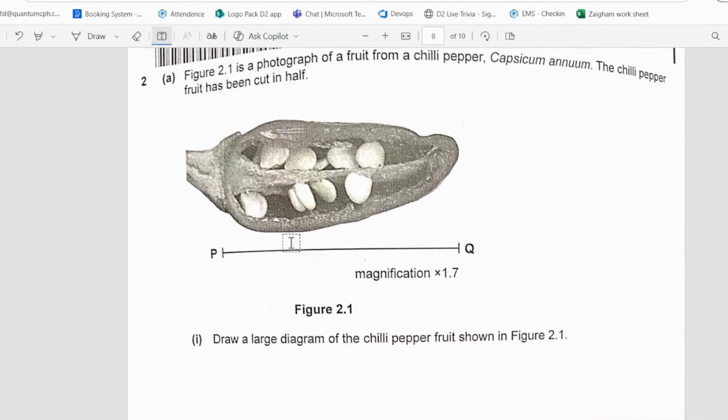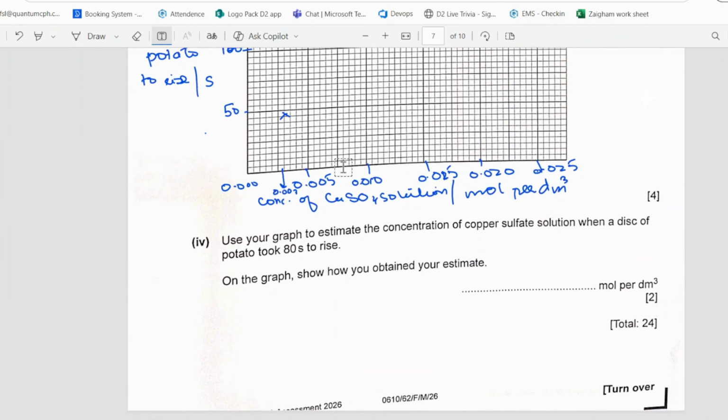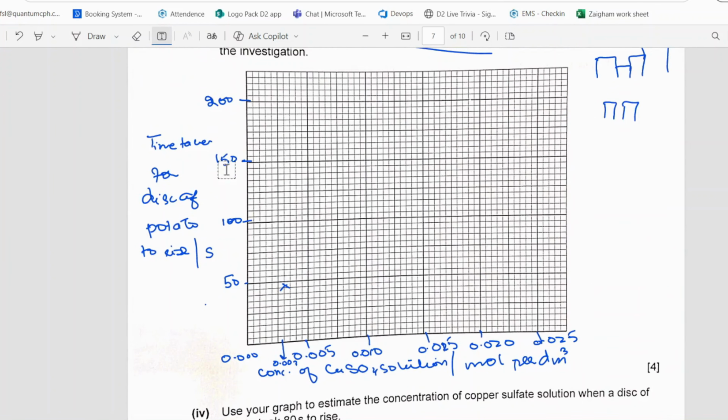Okay, now the next question: whatever your estimation is, you have to give it over here, that is for 80 seconds. So 80 seconds lies over here, it would be like 6 boxes up to over here, 80.